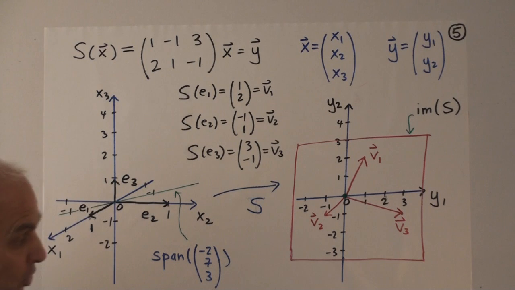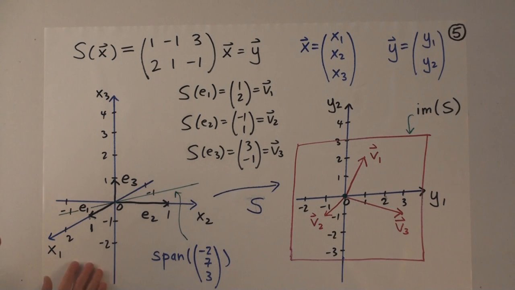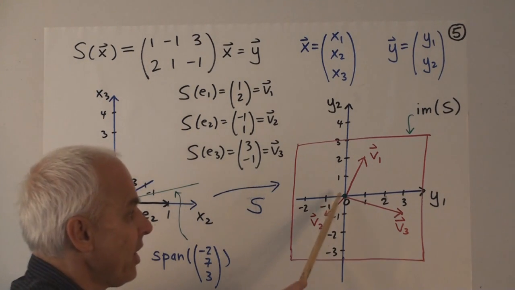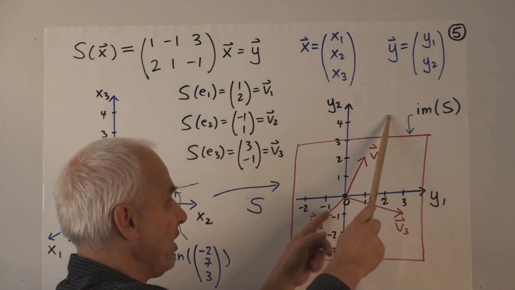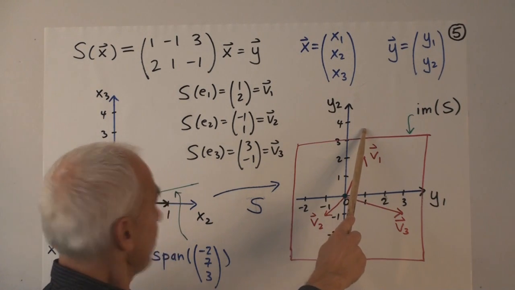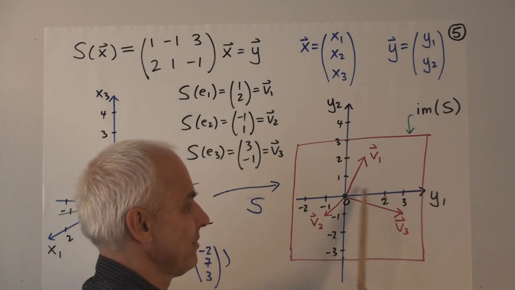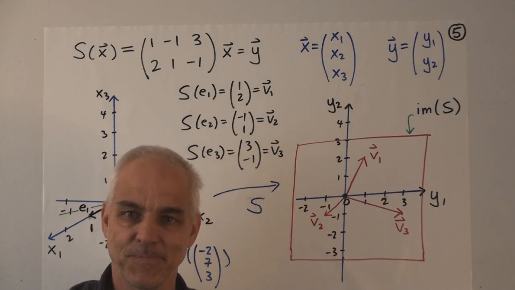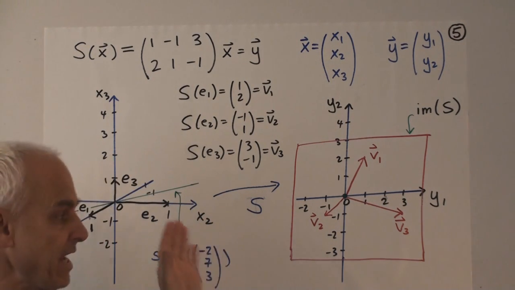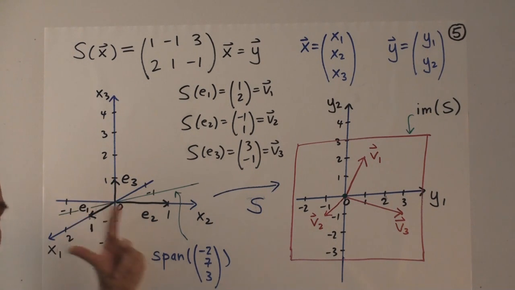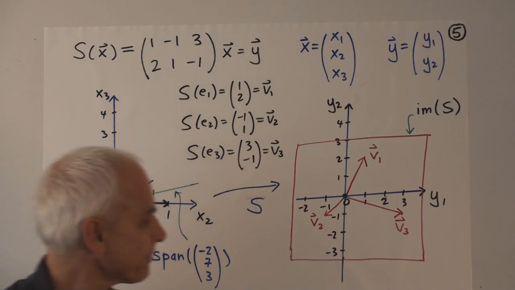So for example, if we wanted to know what would happen to the vector 2, 1, 5, where's that vector going to go? The answer is it's going to go to the combination 2 times v1 plus 1 times v2, plus 5 times v3. So it would go to that vector there. So linearity determines where any other vector is going to go once we know where those 3 basis vectors go.